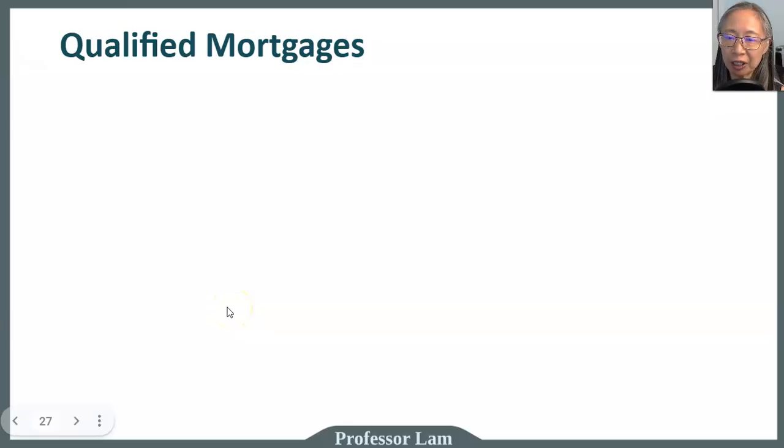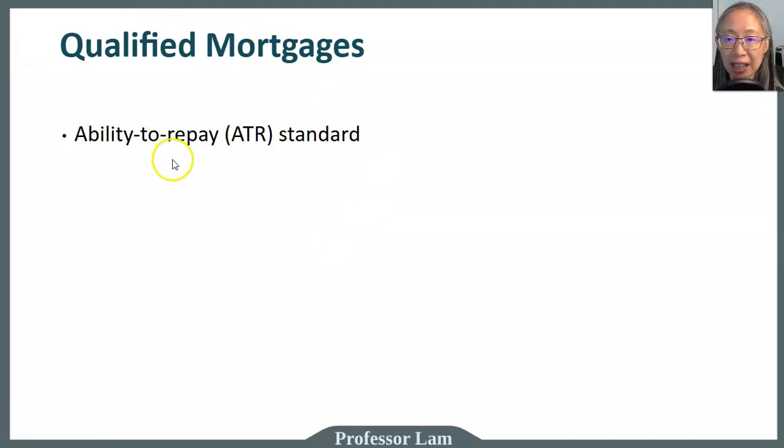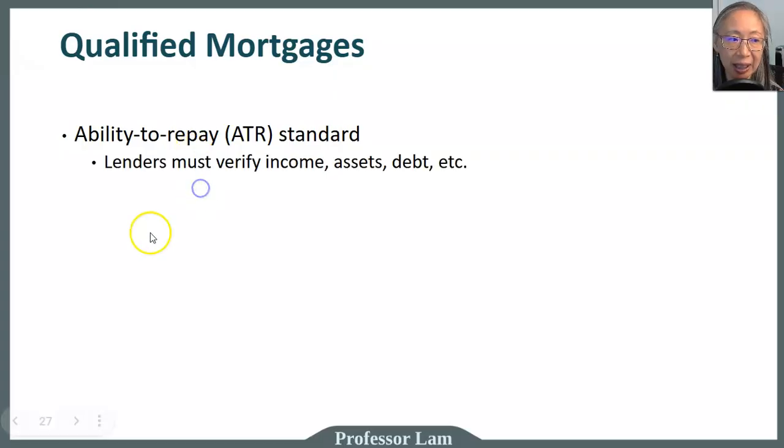In response to the financial crisis, the government now requires lenders to disclose whether or not the mortgages they are giving out are qualified mortgages. Qualified mortgage means that they meet the ability to repay standard. That means the lender must verify the income and assets of the borrower. So when you apply for a loan, you should be prepared to provide your lender with your income and expenses as well as assets and liabilities.